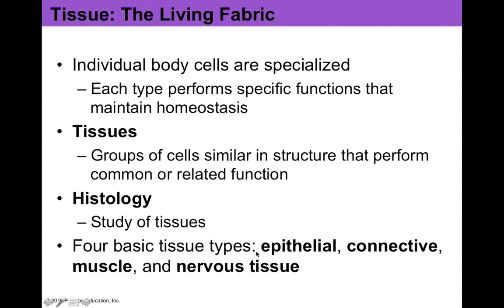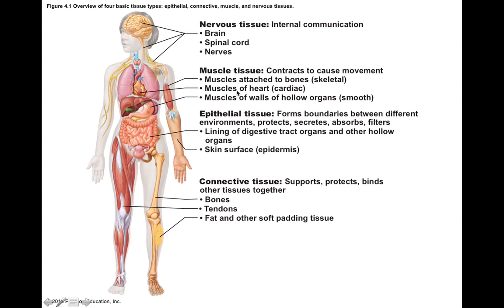And there's four basic tissue types in the body. We have epithelial, connective, muscular, and nervous. However, there are subcategories of each that we'll get into later in this chapter. So to summarize the different tissue types of our body, remember nervous tissue is what includes your brain, spinal cord, and nerves that are involved with internal communication.